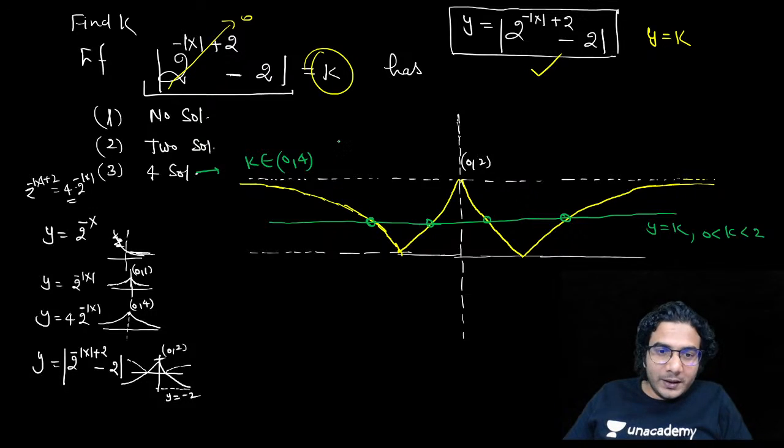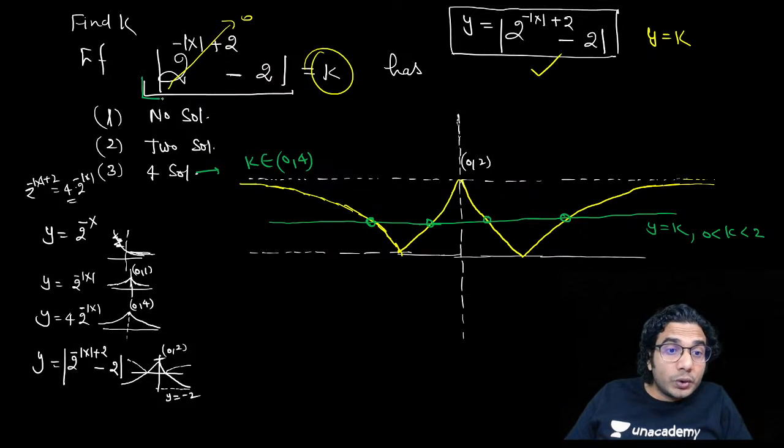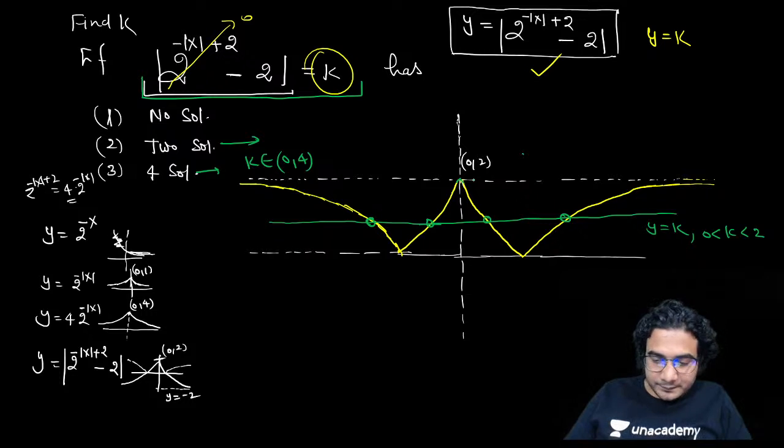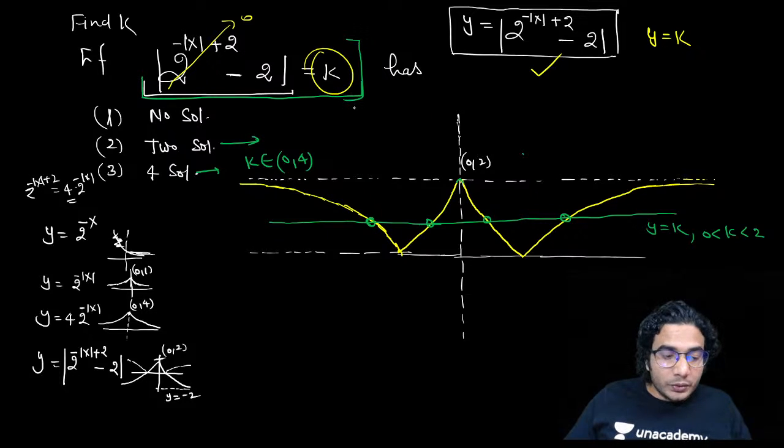Can somebody tell me the value of k when this equation has two solutions? Two solutions. This case. Is there any value of k for which this equation has two solutions? Answer. For what value of k? For what value of k will this equation have two solutions? Two solutions.